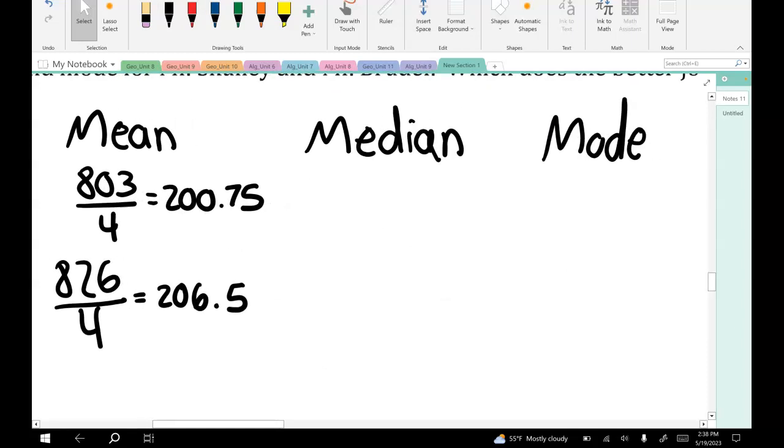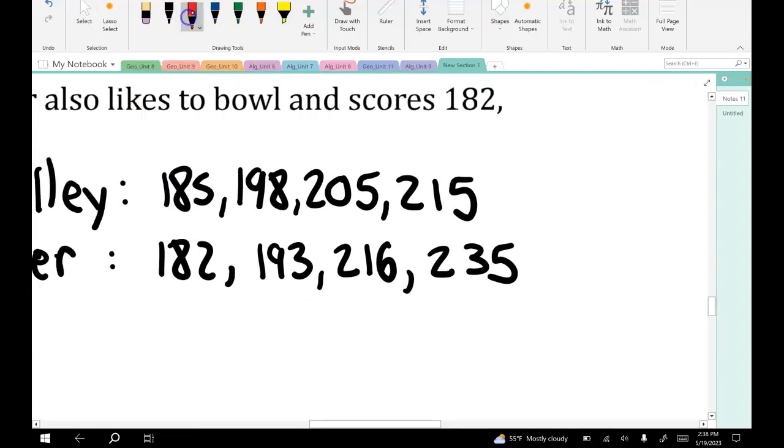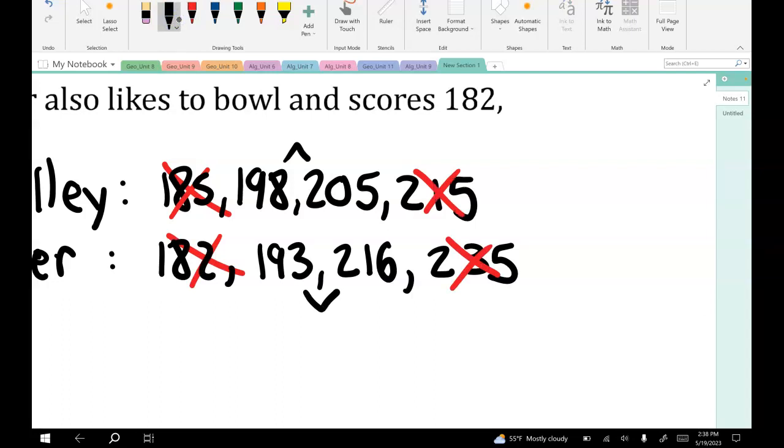To find the median for both of us, we can use the numerical order right away. If we go through and cross things off for both of us, we know that we're going to have to find the average between these two numbers to find the true center. So we take 205 plus 198, and we divide that by 2. It's 403 divided by 2, which is 201.5. So there's my median.